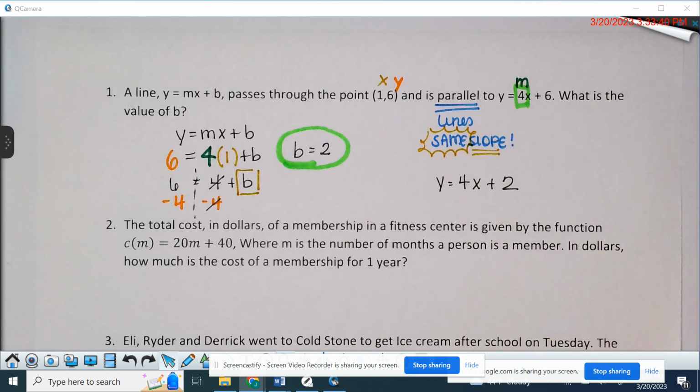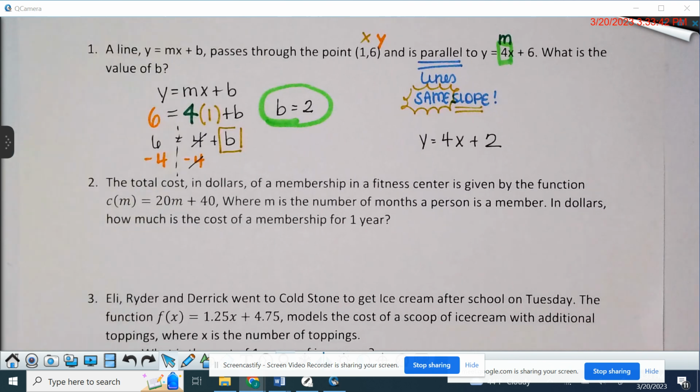All right. The total cost in dollars of a membership in a fitness center is given by the function C(m) equals 20m plus 40, where m is the number of months a person is a member. How much is the cost of membership for 1 year? So the total cost in dollars of membership in a fitness center is given by the function, where m is the number of months a person is a member.